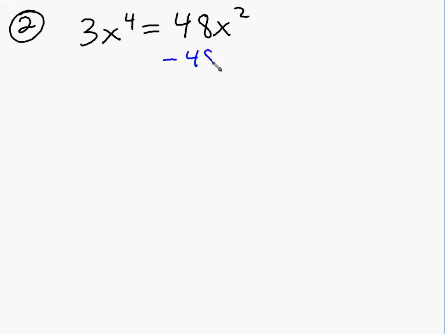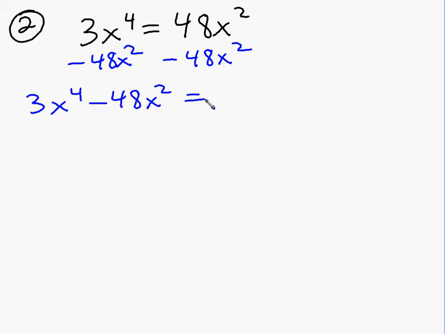Now let's get to some other examples where we're not needing to use that. What if I have 3x to the 4th equals 48x squared? Now remember what we're doing. We're solving an equation. So the first thing we should try to do is to get this set equal to 0. So let's subtract 48x squared from both sides. And now I have 3x to the 4th minus 48x squared equals 0.